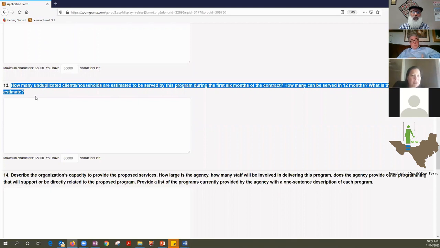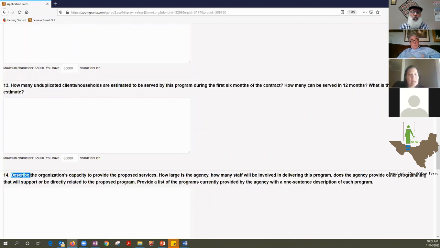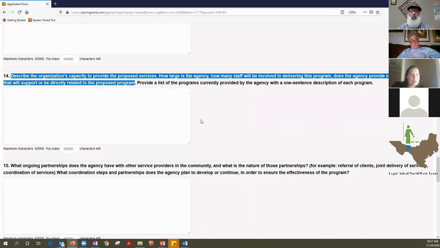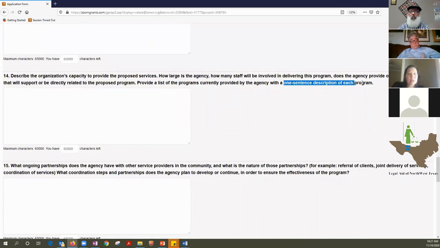Question 14, describe the organization's capacity to provide the proposed services. How large is the agency? How many staff will be involved in delivering this program? Does the agency provide other programming that will support or be directly related to the proposed program? Provide a list of the programs currently provided by the agency with a one-sentence description of each program. So here the city is looking again for your history.